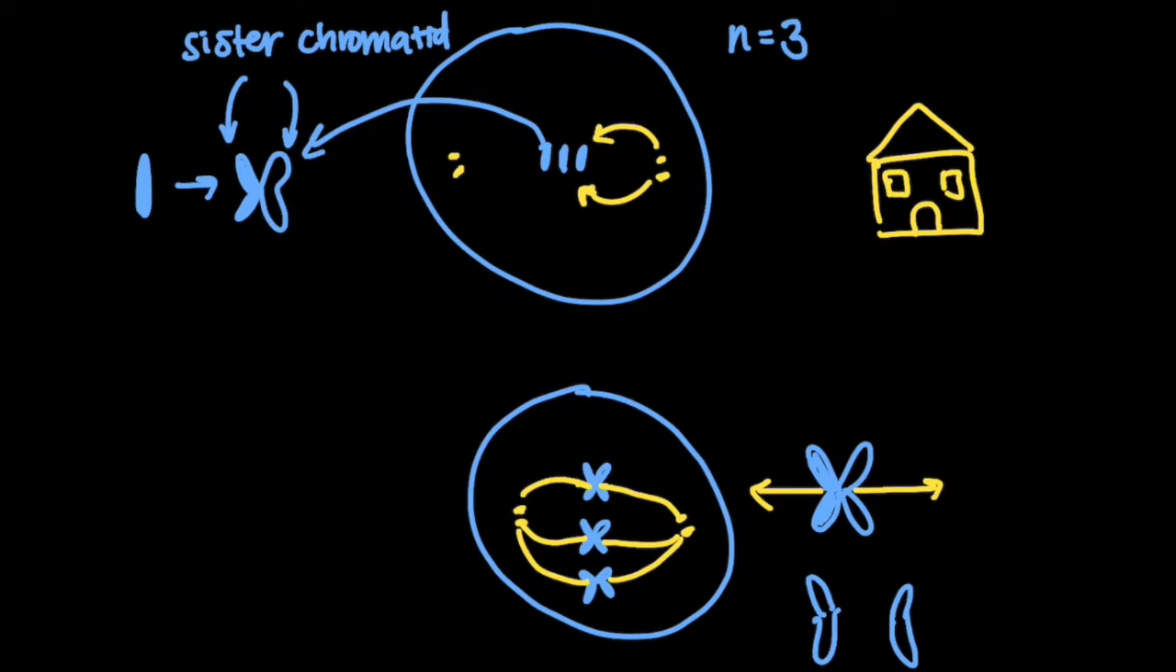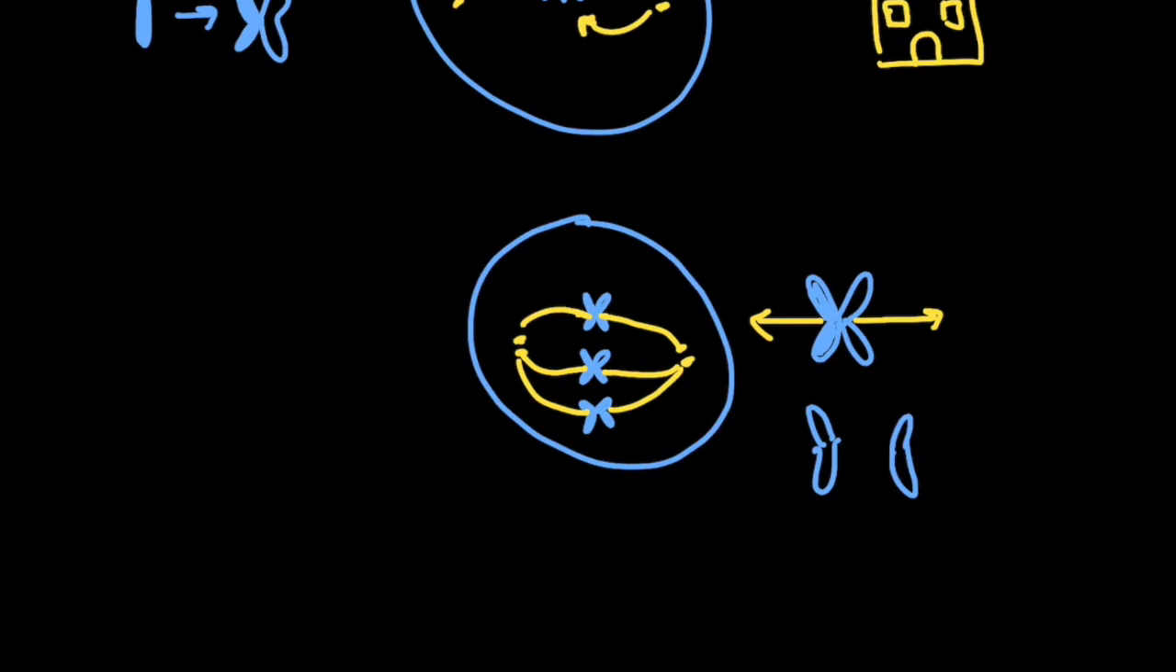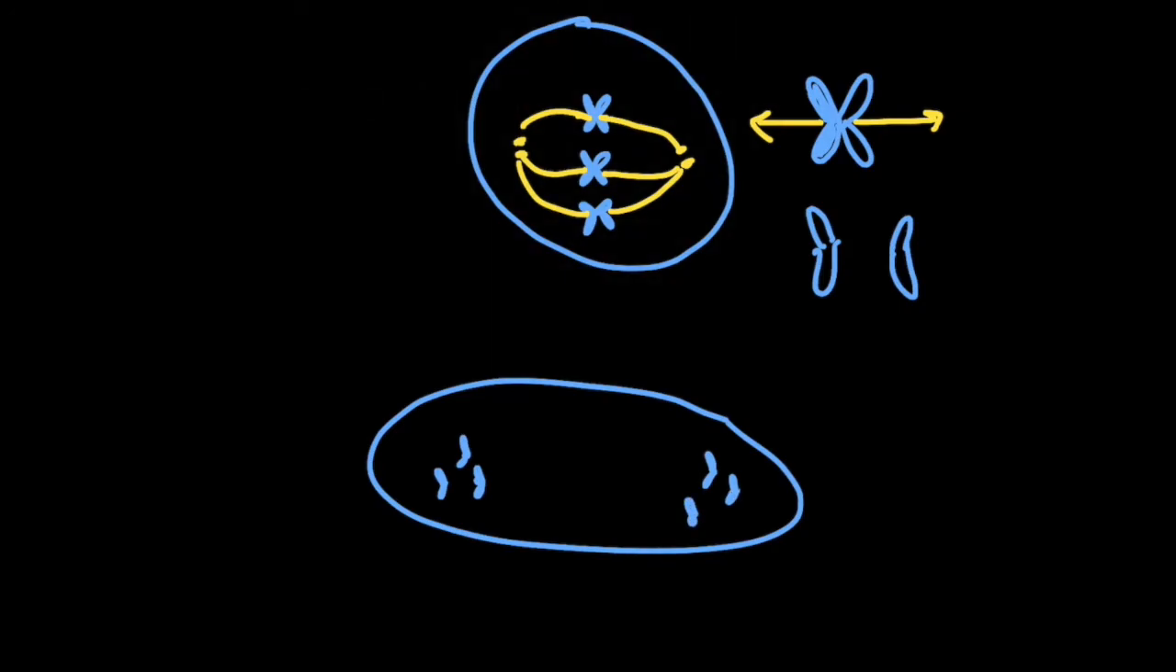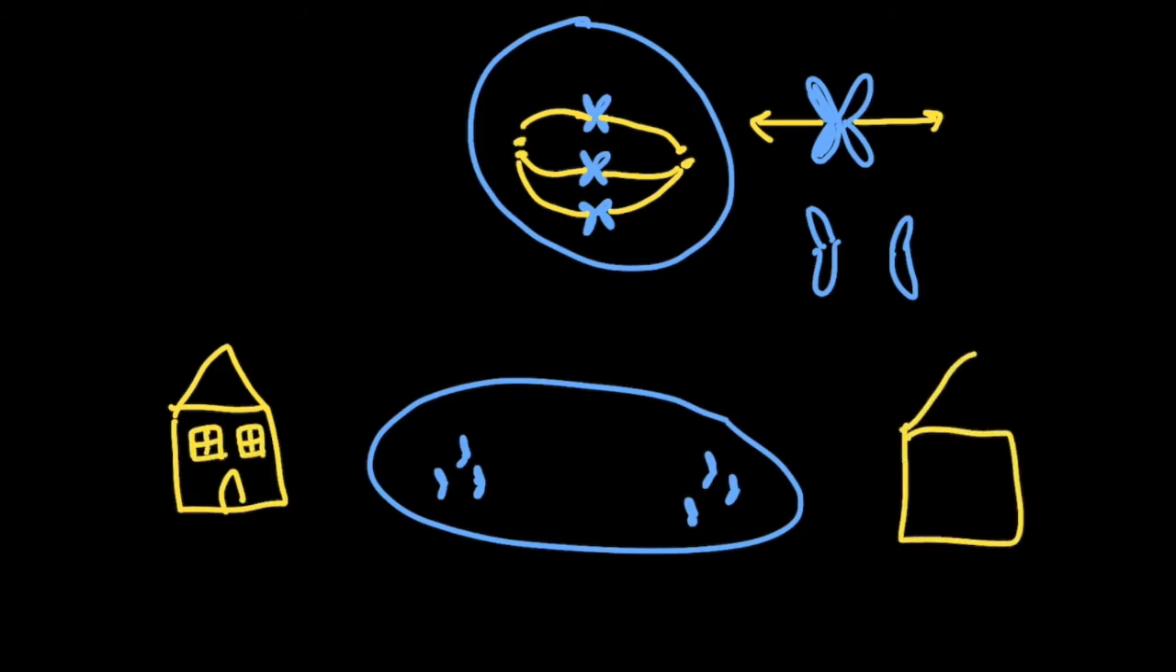However, both sides of this tug of war will be winners because identical genetic material ends up at both sides of the elongated cell. So we drew our elongated cell. We would have 1, 2, 3, and 1, 2, 3. Both of our houses are now constructed and ready for the finishing touches. Imagine these are identical because my drawing skills are not that good.